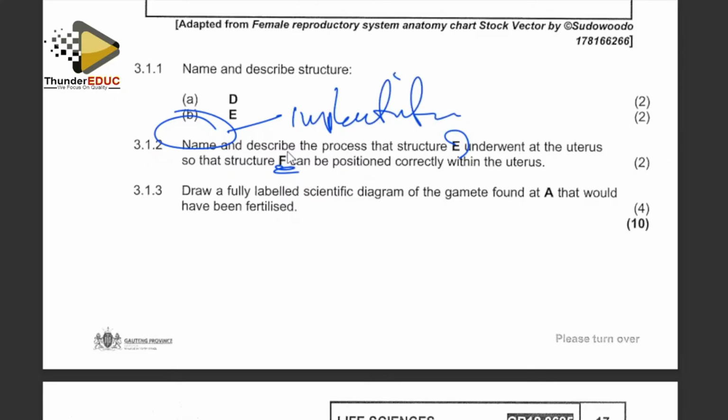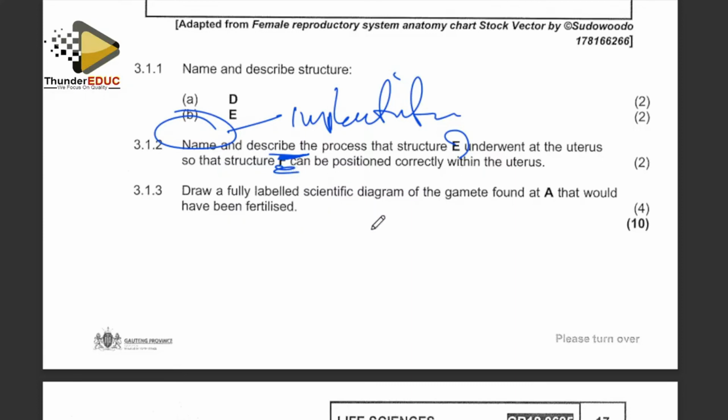Because they said name it, the first mark is implantation, and then now you describe it. How do you describe it? Meaning that the blastula attaches itself to the wall of the uterus, or the endometrium. Yes, so basically that is it.